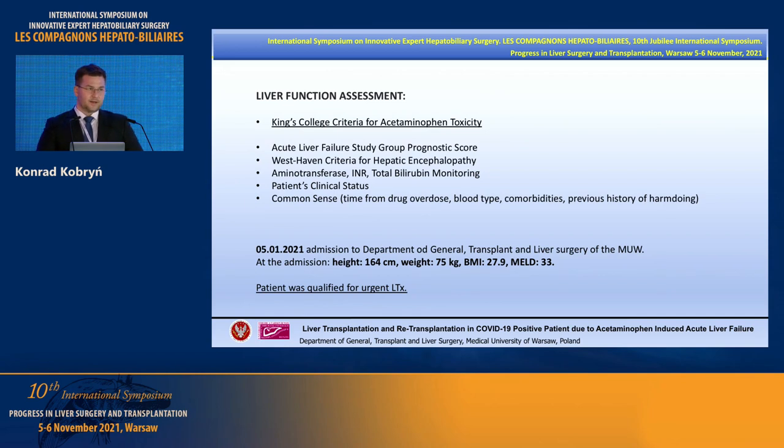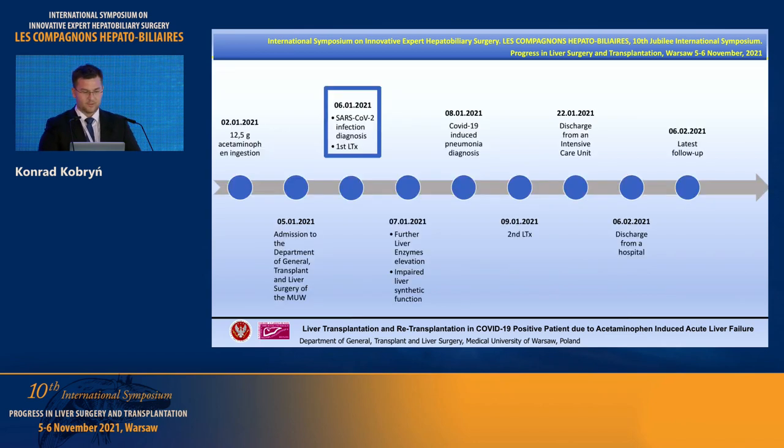Liver function was assessed by using the King's College criteria for acute liver failure, common for most centers, but we're also aware that some centers still use the ALF prognostic score or the West Haven criteria, and most of all, surgeons use their common sense. So on the 5th of January, when she was admitted to our department, her BMI was 27.9 and MELD score was 33. She weighed 75 kilograms. Like I said, she was qualified for urgent transplant.